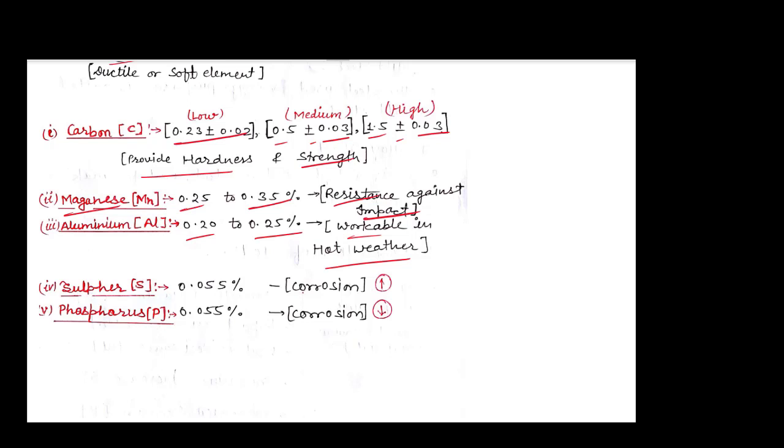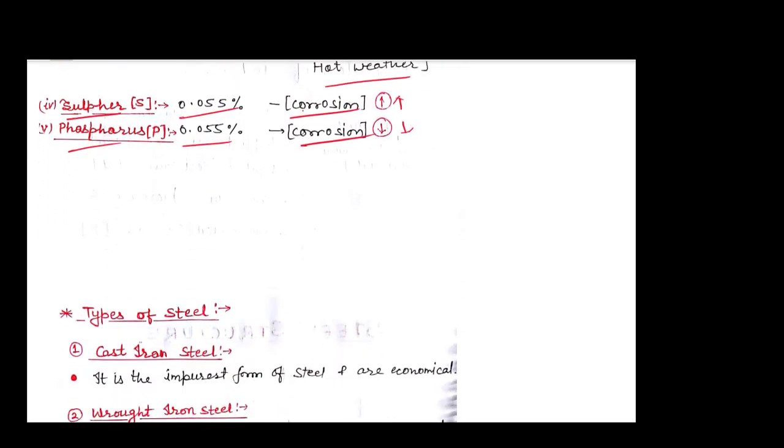Next minor component is sulfur. Its percentage is about 0.055%, and it increases the corrosion. And last one is phosphorus. Its percentage is again 0.055. It decreases the corrosion. So its value is up and down for corrosion. If you increase sulfur, corrosion will increase, and if we add phosphorus, the corrosion will decrease. So we have to keep the values in the middle.